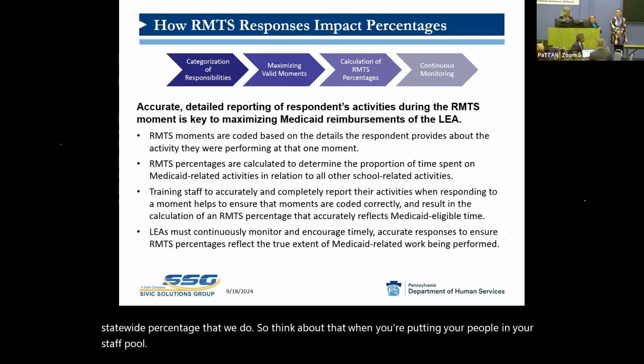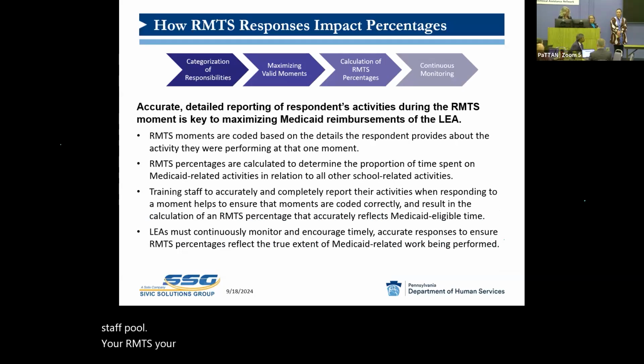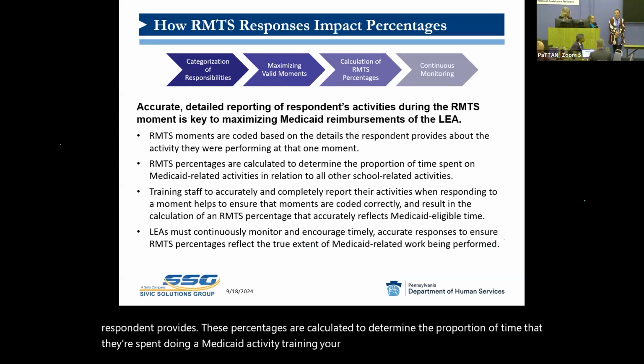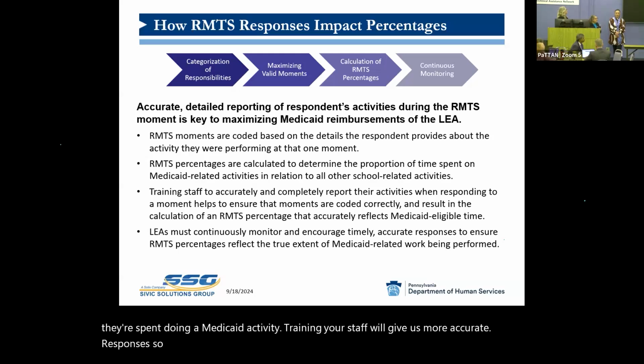Your RMTS responses are coded based on the details that the respondent provides. These percentages are calculated to determine the proportion of time that they're spent doing a Medicaid activity. Training your staff will give us more accurate responses. So once a year at least, you need to be doing a training with all of your staff members.